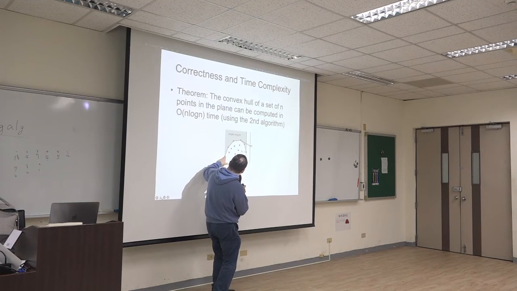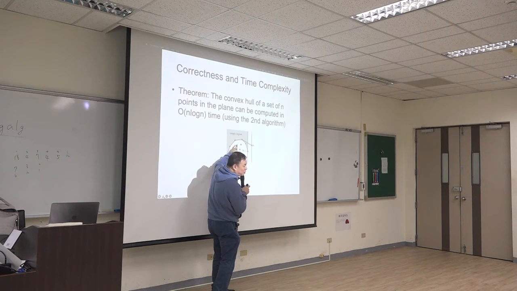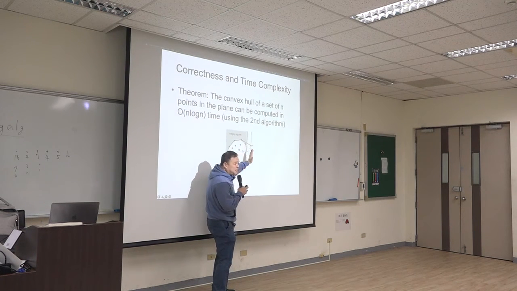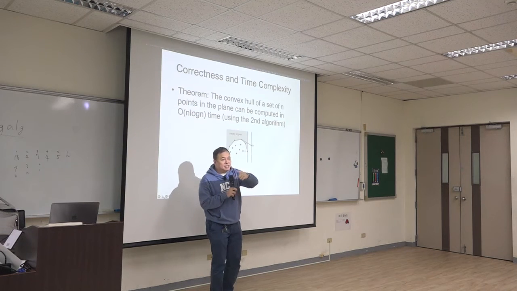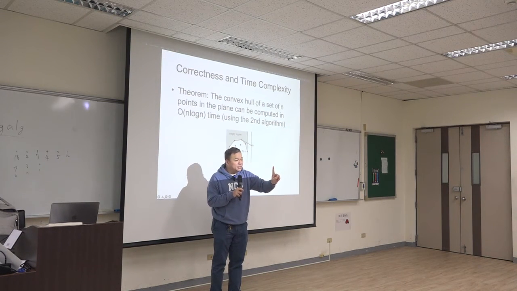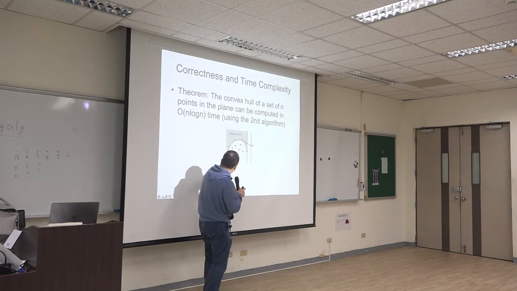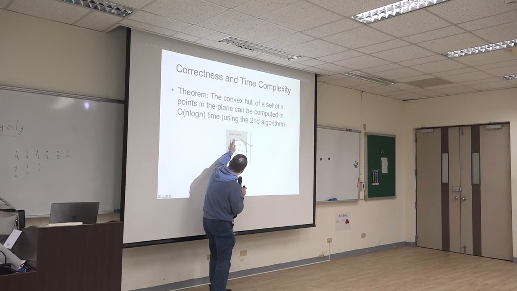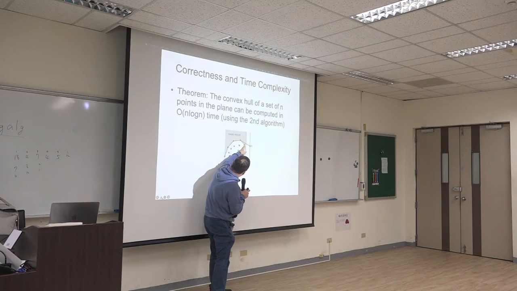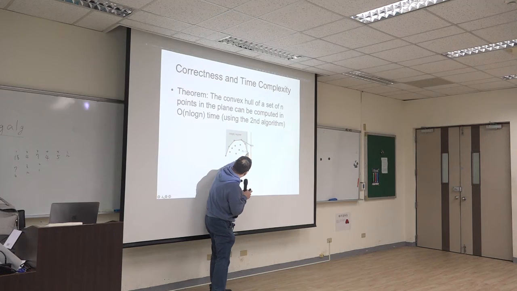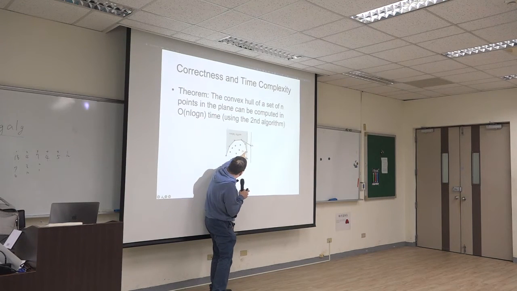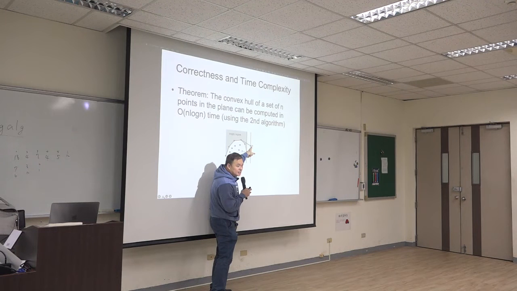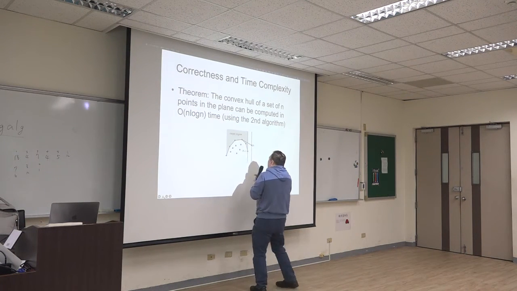Because you will consider each point, since we sorted all the points in the order of x coordinate. So all the points will be considered at least once, right? How about at most how many times? Twice. Because you may include some points into the convex hull, but as I said, you will pop a point out when you find out it is making a left turn. So when you make a left turn, that means you consider this point again.